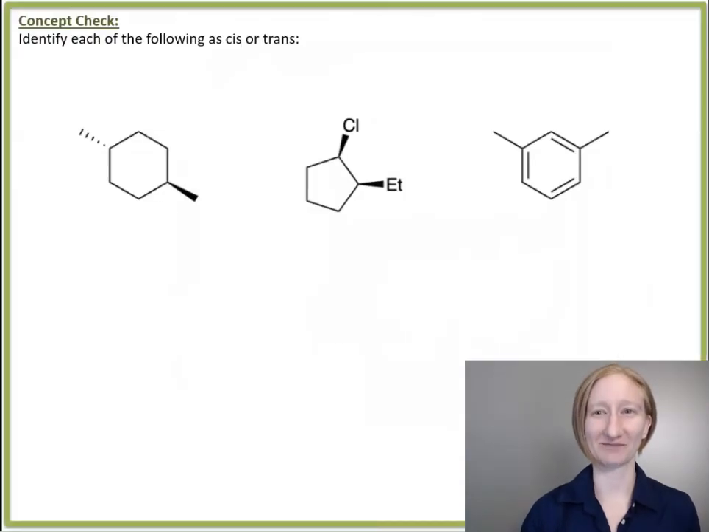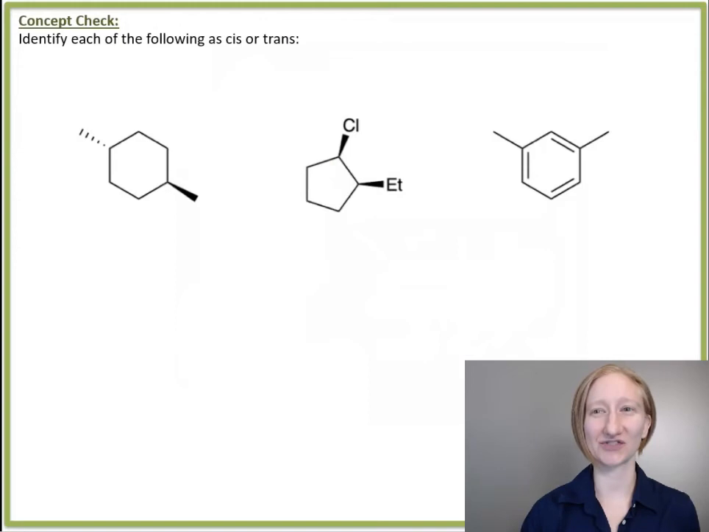Let's pause for a concept check. Take a minute to identify each substituted cycloalkane as either cis or trans. And while you're still getting the hang of this, it's perfectly fine to go ahead and build the structures in order to help you see where these different groups are pointing.